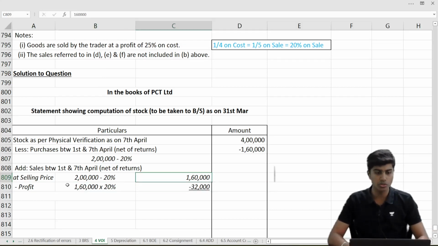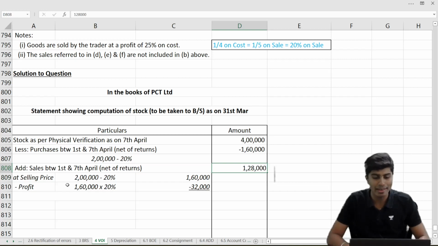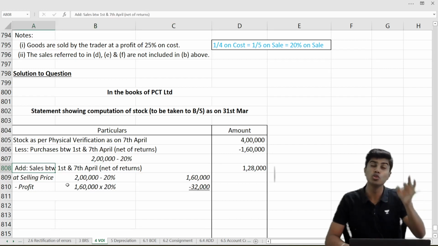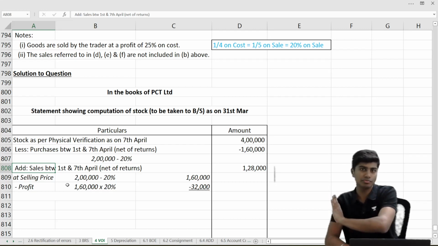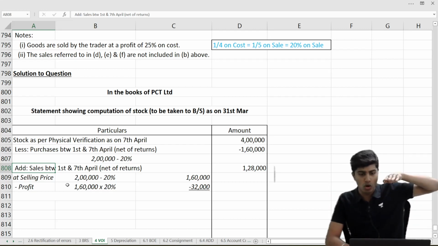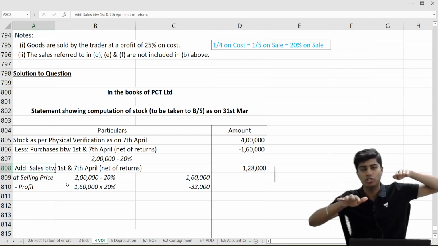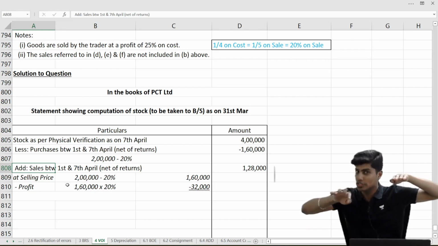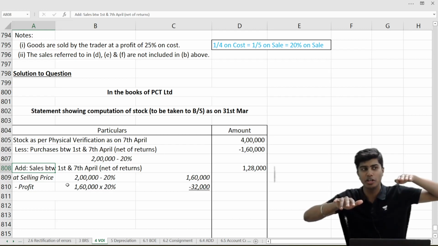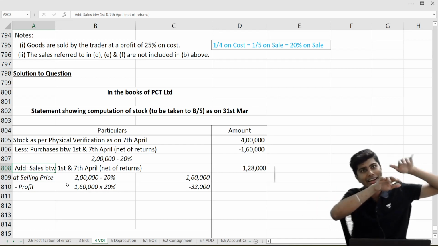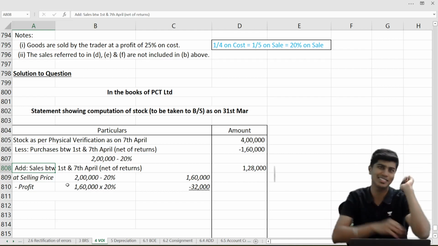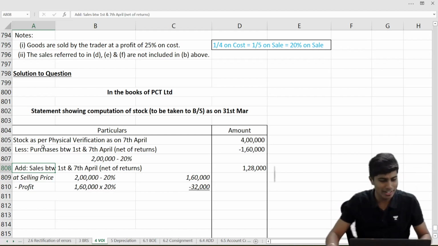If I deduct 32,000 rupees, I would get how much? 1 lakh 28,000 rupees as the cost of goods sold net of returns between 1st and 7th of April. Meaning 1st of April stock was more than 7th of April stock by 1 lakh 28,000. We know the stock as on 7th of April, using which we are trying to find the inventory as on 1st of April, meaning 31st of March. So to 7th of April's stock, we'll add 1 lakh 28,000 and arrive at stock as on 31st of March. Got that? I hope you did understand.